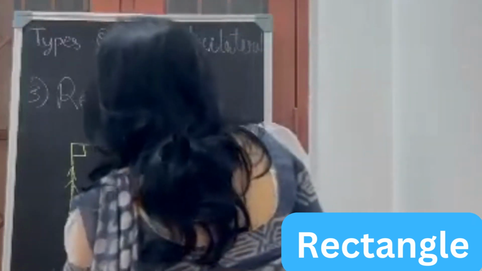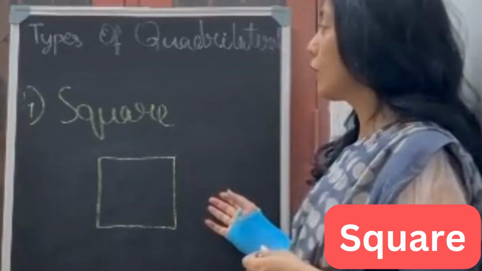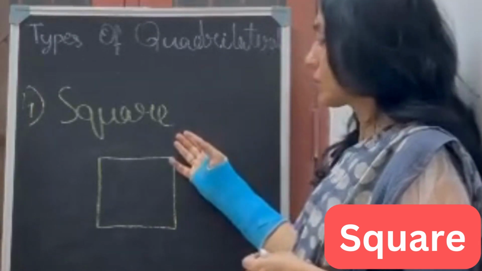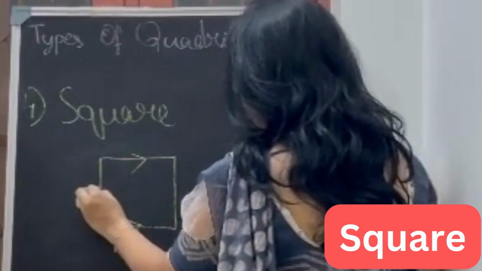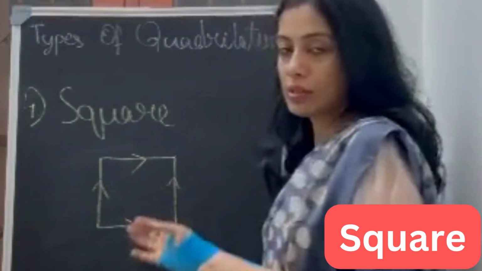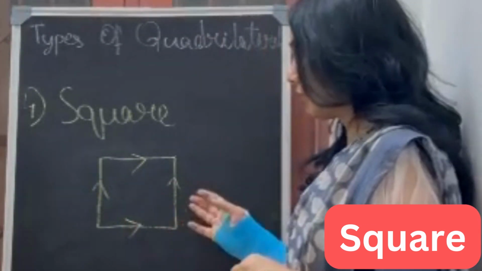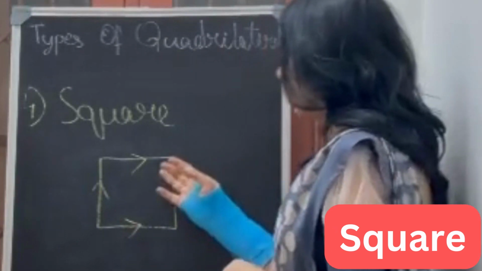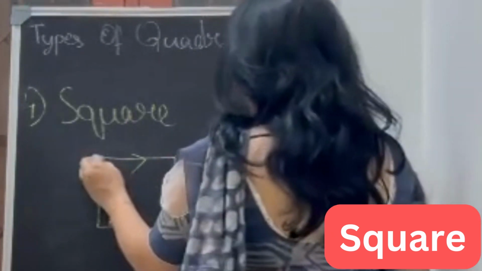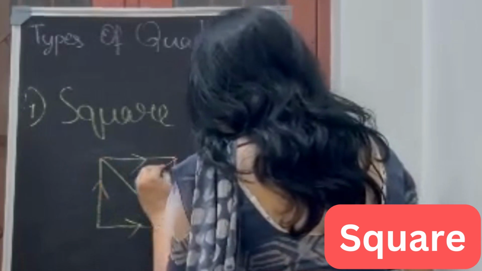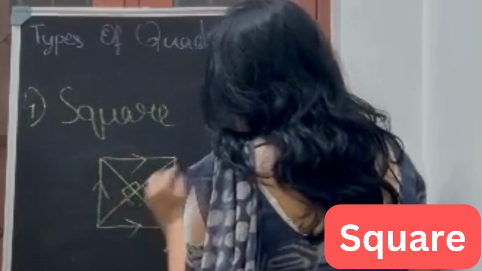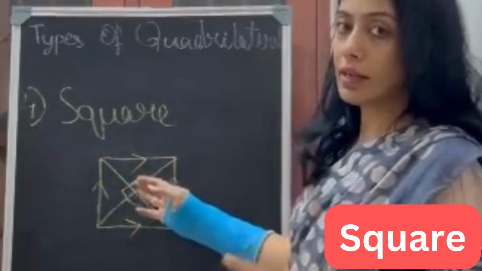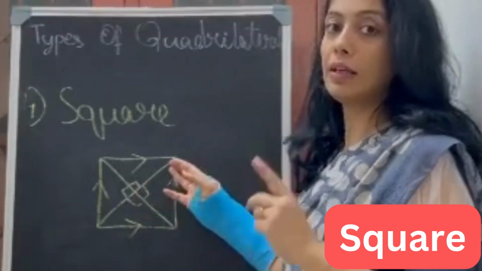Now I'll show you the fourth one. The fourth type of quadrilateral is the square. In a square, opposite sides are parallel and equal. In fact, all sides are equal to each other. Now, the diagonals will intersect each other at 90 degrees. The diagonals will intersect each other at 90 degrees in a square.